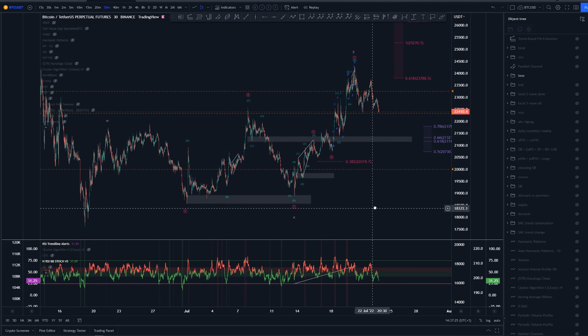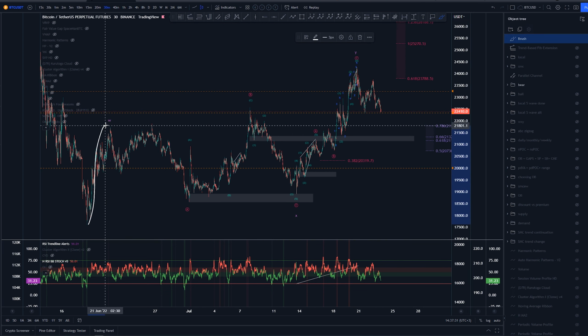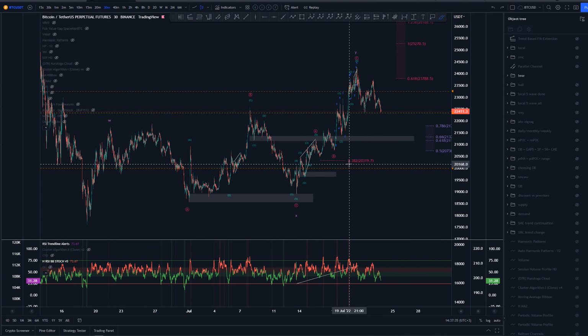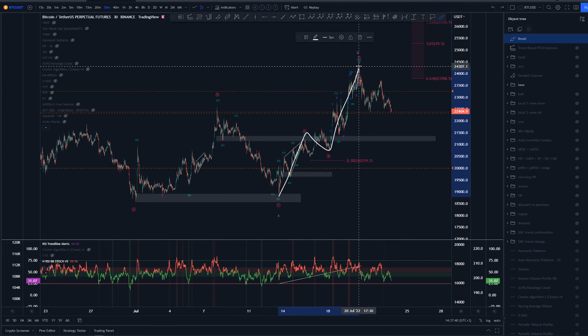So the bearish case, which I prefer at the moment, is this one, in which we have this as a W, A, B, C into X, and then we are looking for a three-wave structure into wave Y. I've labeled this as an A, B, and C as such.